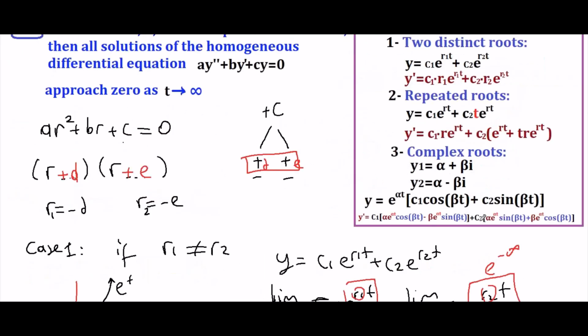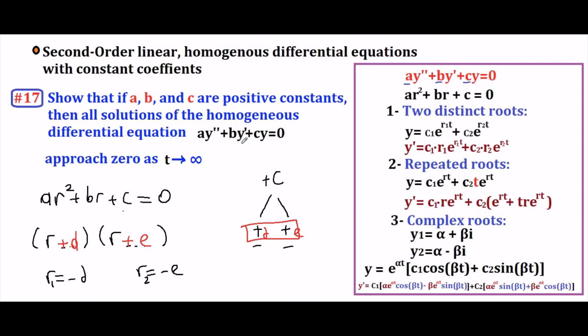So in case 1, case 2, and case 3, the solutions of ay double prime plus by prime plus cy equals 0 approach 0 as t approaches infinity. So that's it for this set. We will continue with a different batch on question number 18.